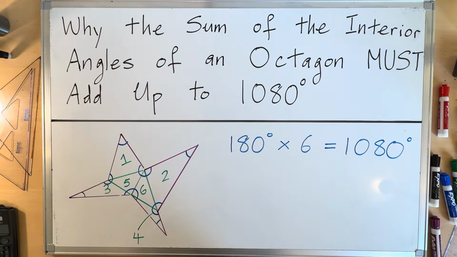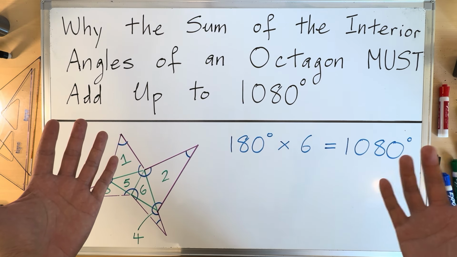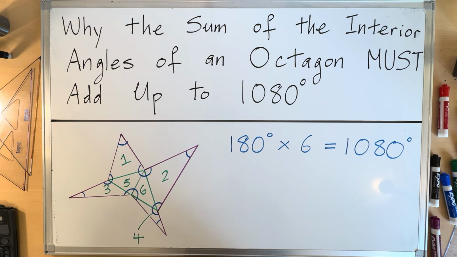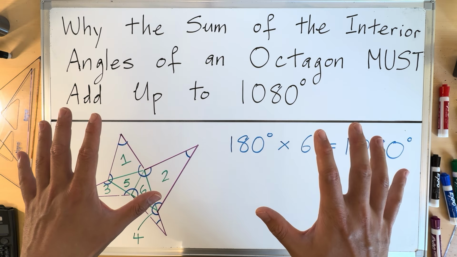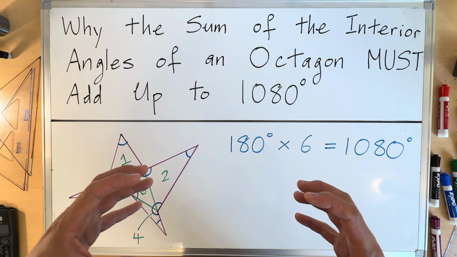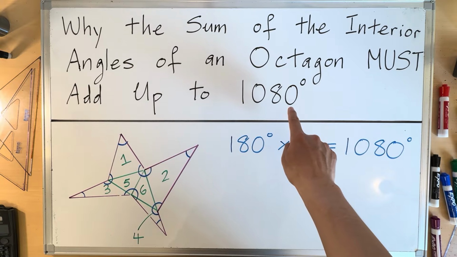And this is why the sum of the interior angles of an octagon, regardless of whether the octagon is a concave octagon or a convex octagon, and regardless of whether the octagon is an irregular octagon or a regular octagon, the sum of the interior angles of any octagon must add up to 1080 degrees.